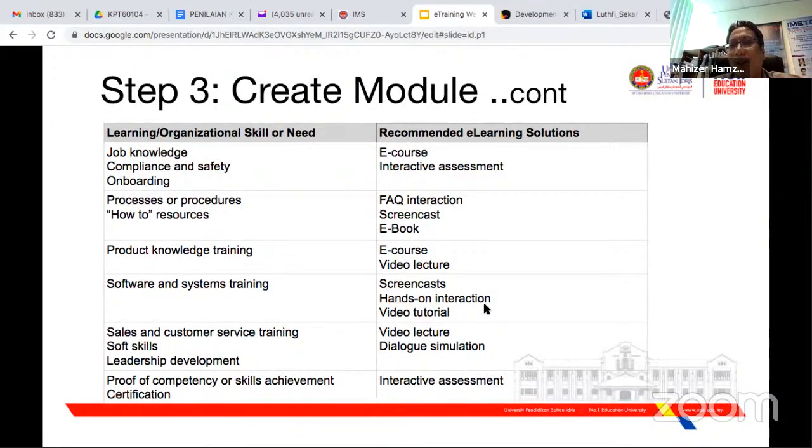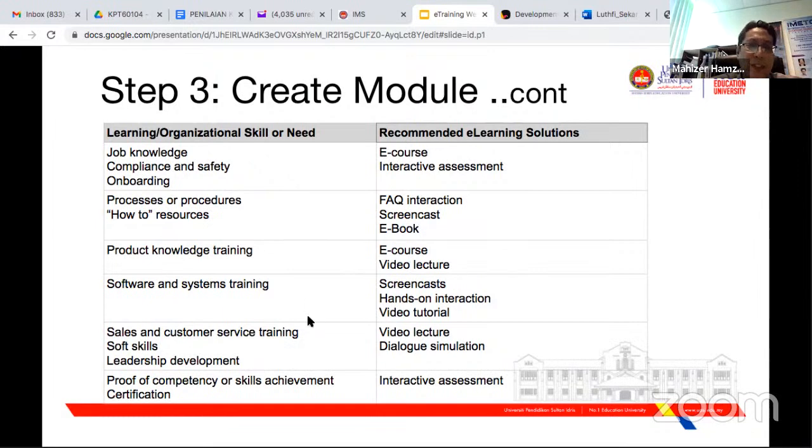Usually when it comes to skills, we evaluate the process, whether they follow the process or not. Because in UPSI we have the Faculty of Technical and Vocational, and the Faculty of Science and Mathematics, which involve practical skills, and they have to record it. For example, how to bake a cake. They record the video showing the process first, what to do, the second step, and how they use it. That's why if you involve skills, maybe video lecture is good.